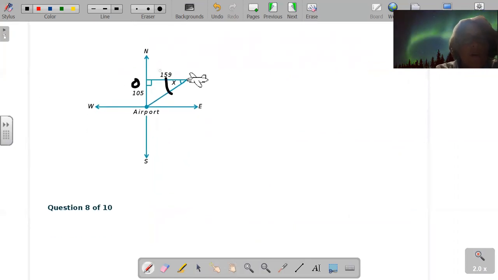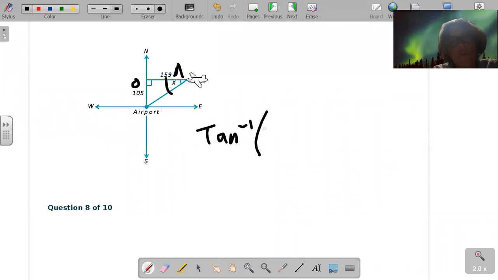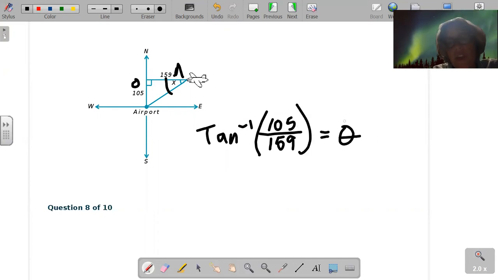This one, we have opposite and adjacent. Once again, this would be inverse tan, 105 over 159 would give you the angle theta.